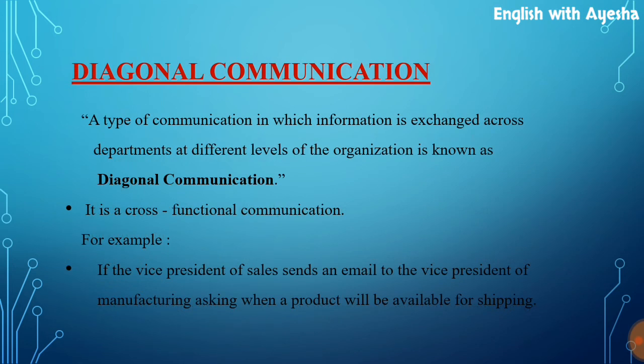Next type of communication is diagonal communication. A type of communication in which information is exchanged across departments at different levels of the organization is known as diagonal communication. It is a cross-functional communication. For example, if the vice president of sales sends an email to the vice president of manufacturing asking when a product will be available for shipping. This is the example of diagonal communication.